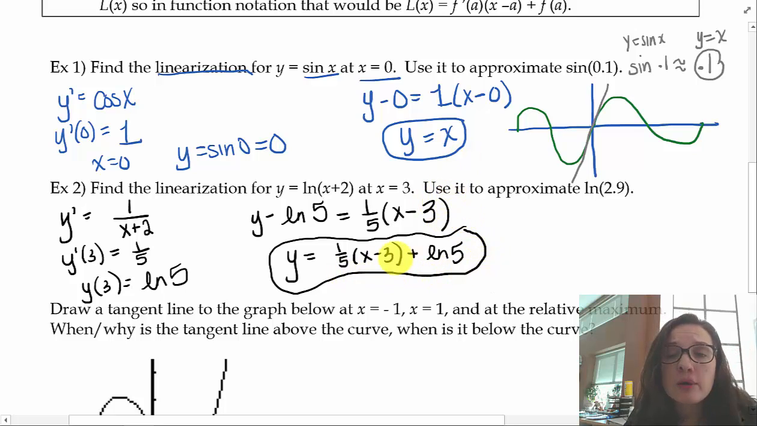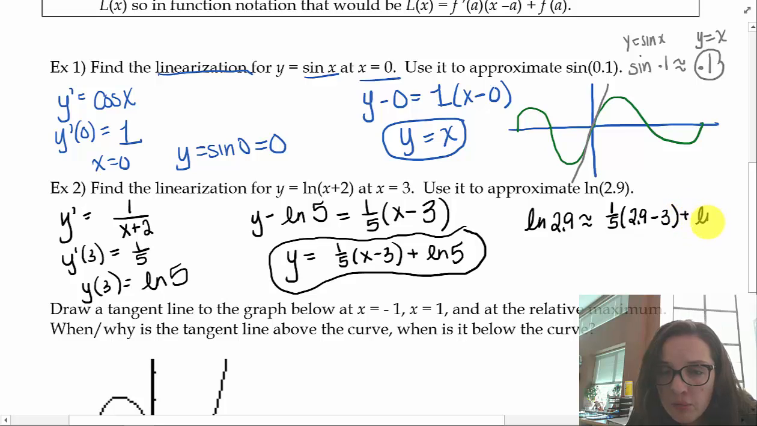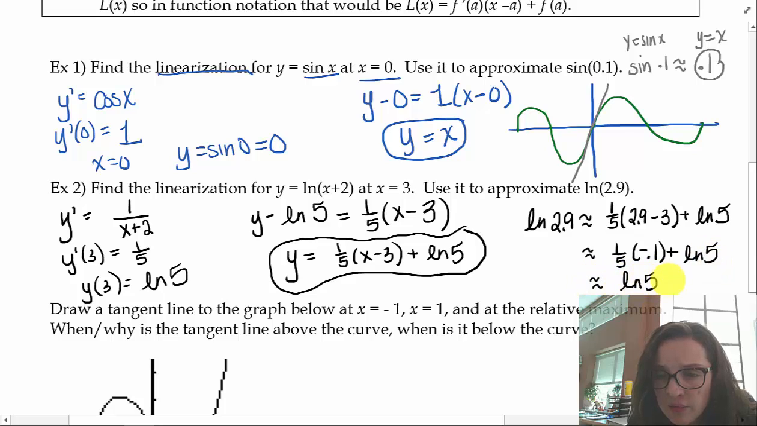Now I'm going to use that linearization to approximate ln of 2.9. So I'm going to plug 2.9 into the tangent line. ln 2.9 is approximately 1/5 of 2.9 minus 3 plus ln 5. That's going to be 1/5 of negative 0.1 plus ln 5. So this is really going to be ln 5 minus, let's see, 1/5 times a 10th, minus 1/50th. And you know what? I'm going to leave it just like that. And here's why.